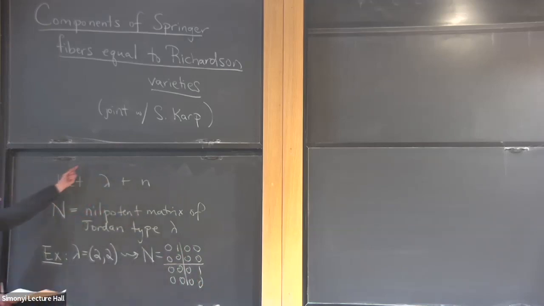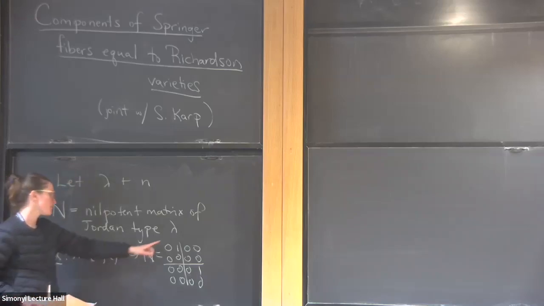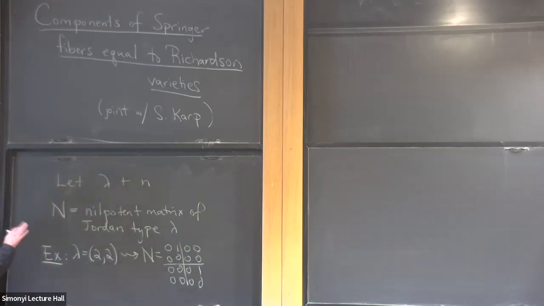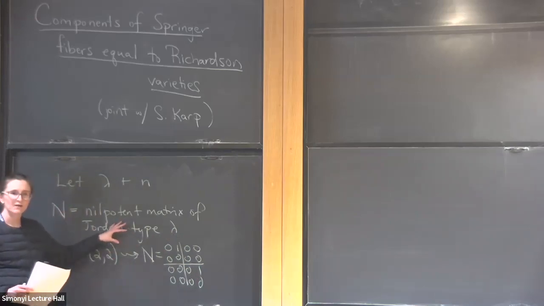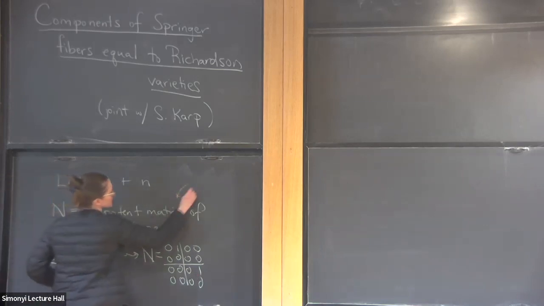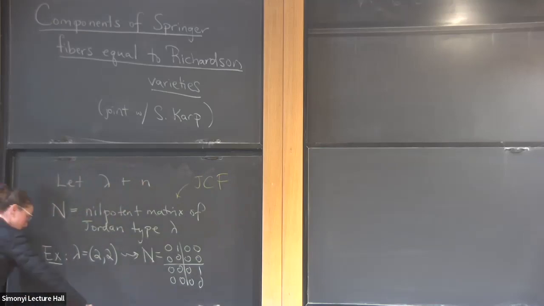And since I fixed a partition, if I took something like 3, 1, where the blocks are not the same size, I'm just going to make sure that the biggest block is first and then the smaller block. And actually, I do want to fix a nilpotent matrix of Jordan type lambda. I'm going to choose a basis, and I'm going to assume throughout this talk that N is fixed to be in this Jordan canonical form. So we want to make sure that we're fixing this in Jordan canonical form for this entire time.